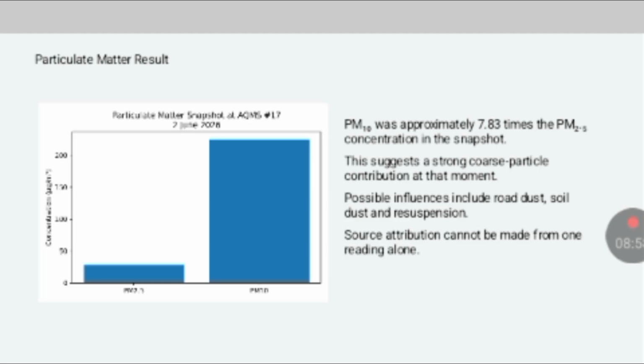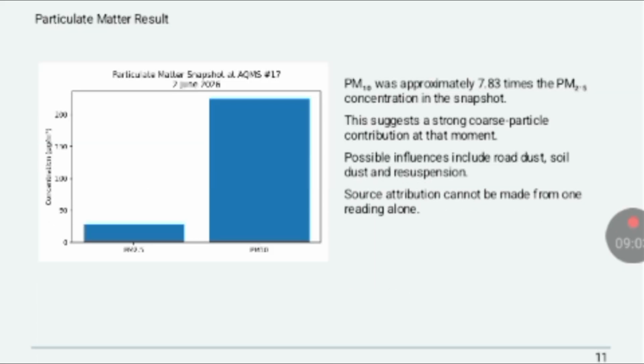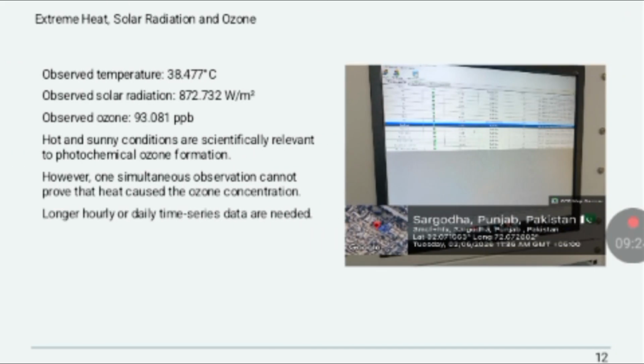During our field visit, PM 2.5 was 228.7 micrograms, while PM 10 was 225.3 micrograms. So at that particular moment, PM 10 was much higher than PM 2.5. This suggests a great contribution from coarse particles at that moment, possibly influenced by road dust. As you can see, the dust particles were more, so this can be influenced by that.